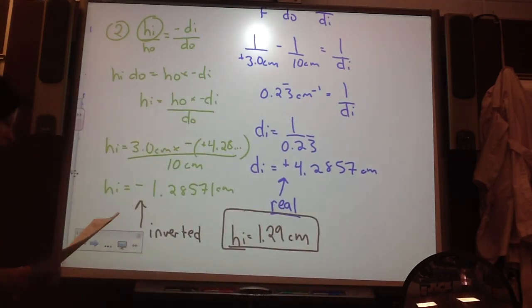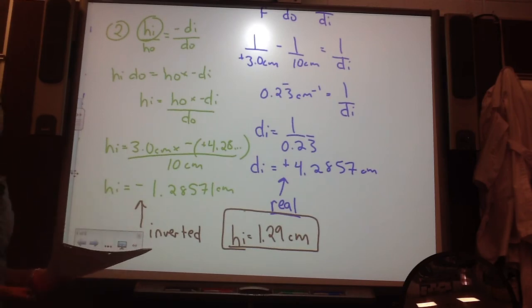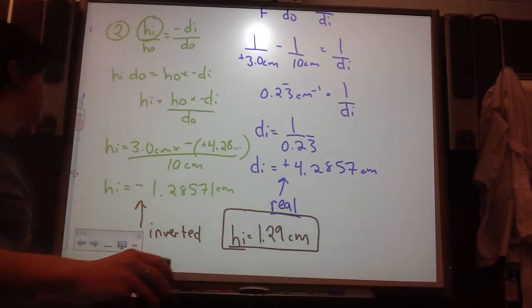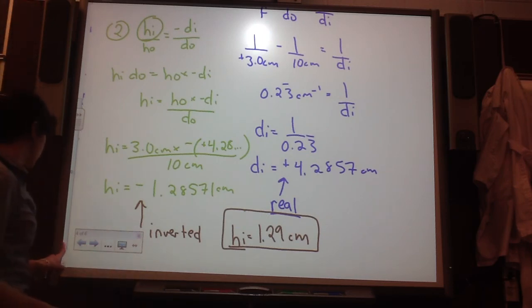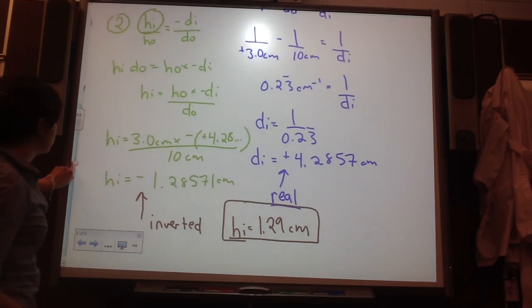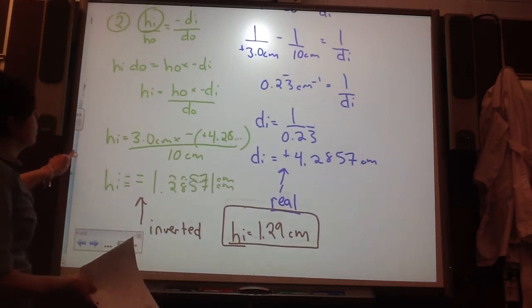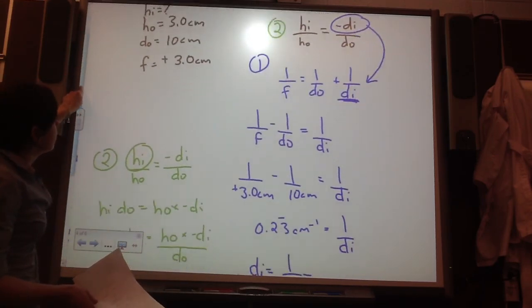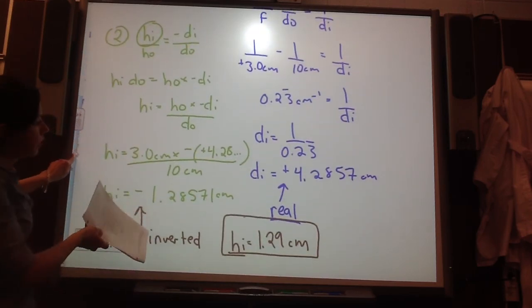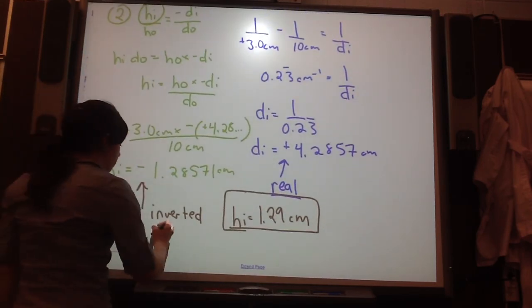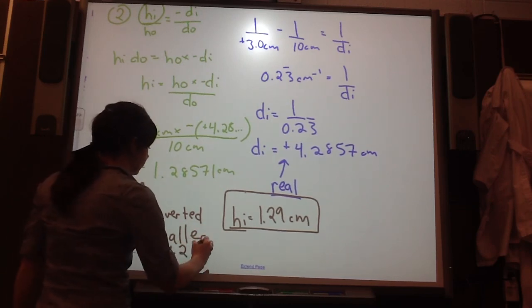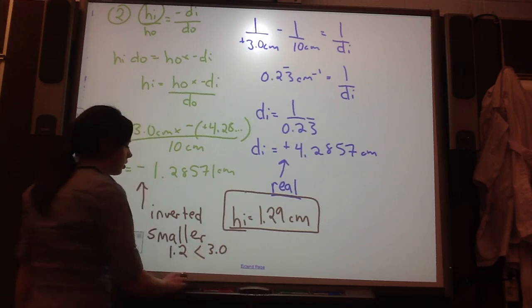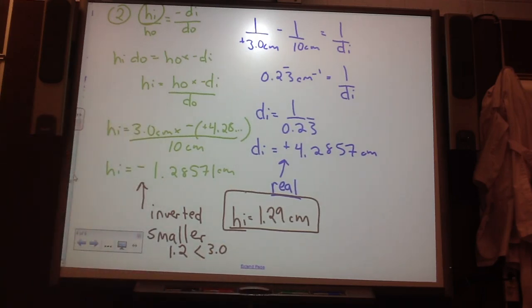Great. And its characteristics, if you were asked for characteristics too, you would say that it's real, it's inverted. Also, we could put in magnification, but we could just look at what HI and HO are. HO was 3 centimeters, and we found HI was 1.2. So then we can also say it's smaller, because 1.2 is less than 3.0. You don't have to put in magnification, only if you were asked how much it was magnified by.